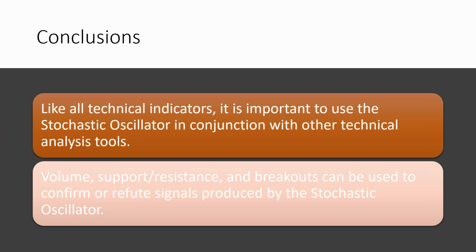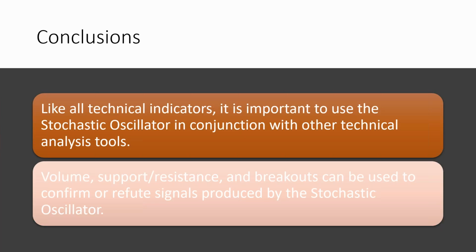So like any or all technical indicators, it's important to use the stochastic in conjunction with other technical analysis tools. Volume, support and resistance, and breakouts can be used to confirm or refute signals produced by the stochastics oscillator. So hopefully, we've given you some general aspects. The handout I gave you on stochastic is more precise, and our introduction to technical analysis will help you along.